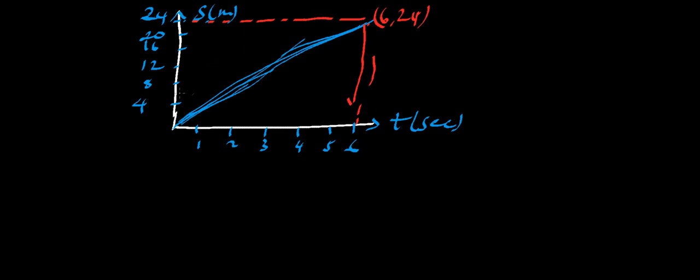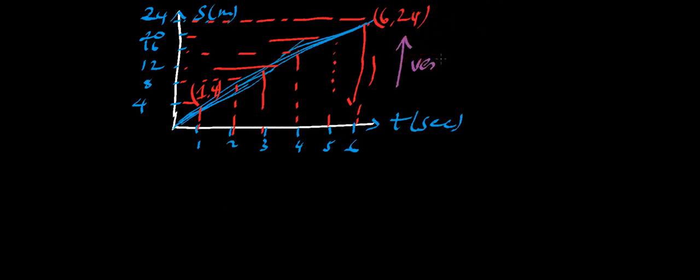Okay, for each point on the graph, let's say for 1 and 4, the value of time is 1, the distance is 4. Therefore the graph looks like this: 24 for 6, 20 for 5, 16 for 4, 12 for 3, 8 for 2, 4 for 1. Okay, in this case we have the vertical increase, and for this one we have the horizontal increase.